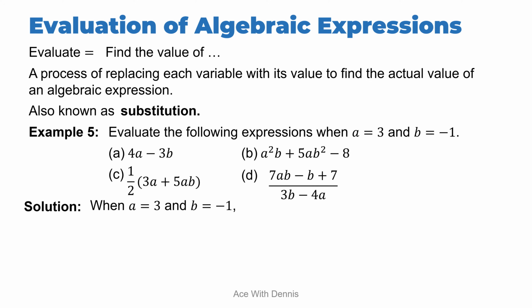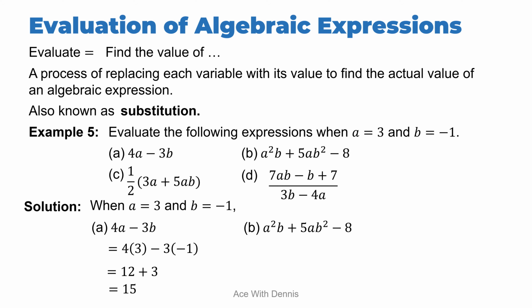Here's the solution. When a equals 3 and b equals -1, then for A, 4a minus 3b equals 4 times 3 minus 3 times -1, which is 12 plus 3, and the value is 15. For B, a squared b plus 5ab squared minus 8 equals 3 squared times -1 plus 5 times 3 times -1 squared minus 8, which is -9 plus 15 minus 8, and the value is -2.